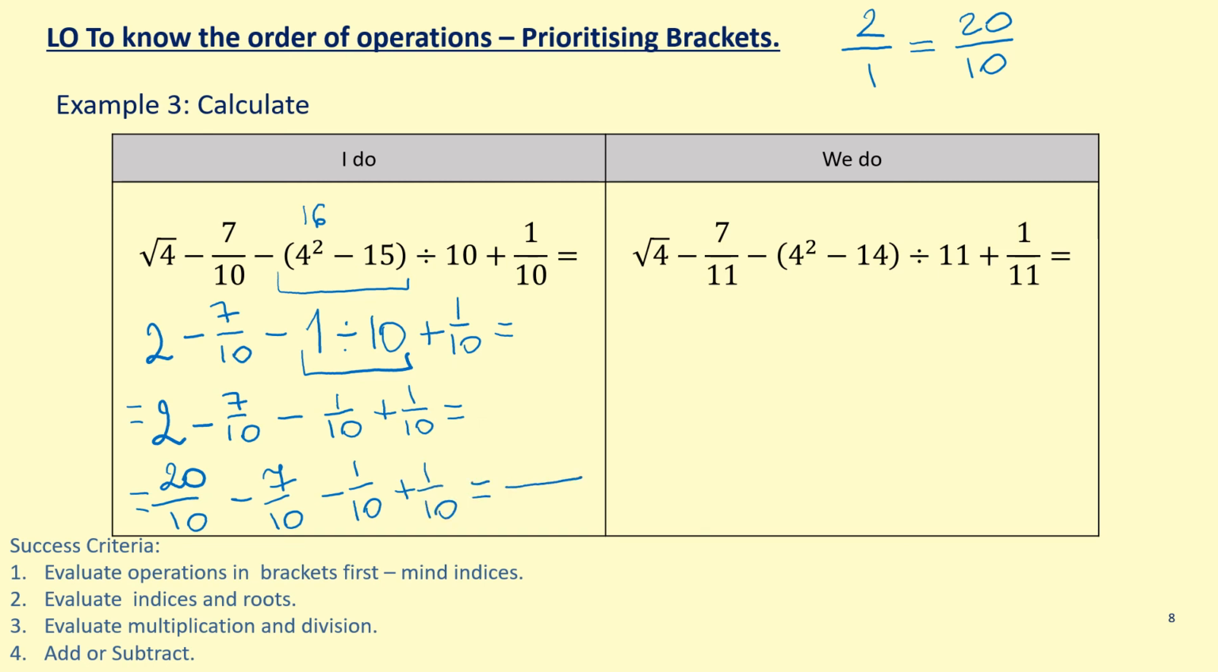So the denominator stays the same. All of them are fractions over 10, so I just deal with numerators. 20 take away 7 is 13, minus 1 is 12, plus 1 is back to 13. So the answer is 13 over 10, which is 1 3/10. Now pause this video, copy the example into your books and attempt the we do. It should take you about 4 minutes.